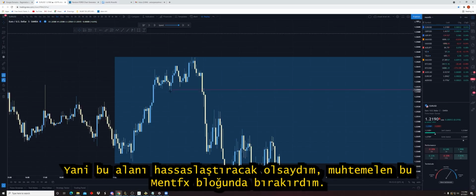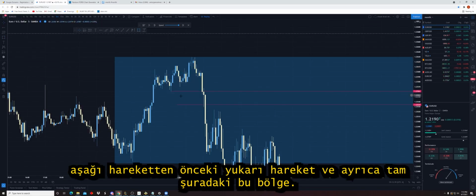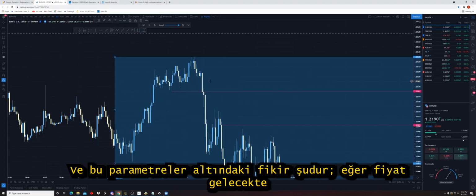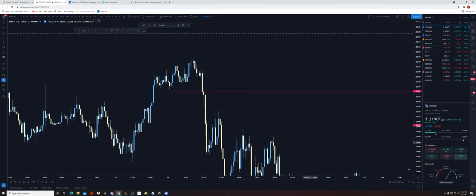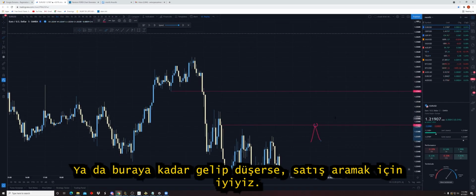So if I was to refine this area, I'd probably leave it on this MentFX block, right? Because this is a MentFX block, a move up before the down move, as well as this zone right here. And the idea under these parameters is that if price is to tap this in the future and drop off, we are good to start looking for sells. Or if it's to come up to here and drop off, we are good to look for sells.